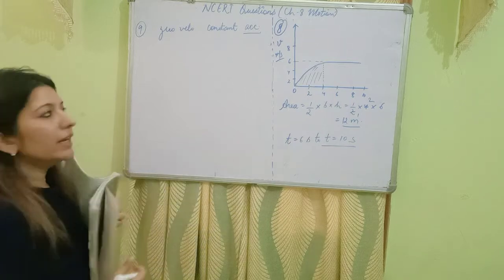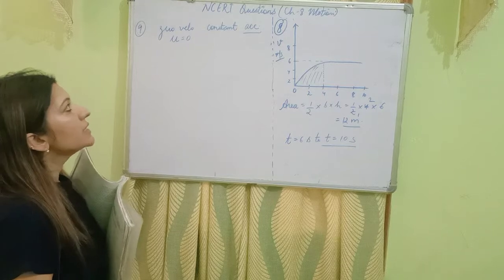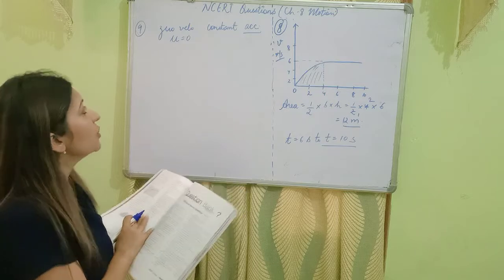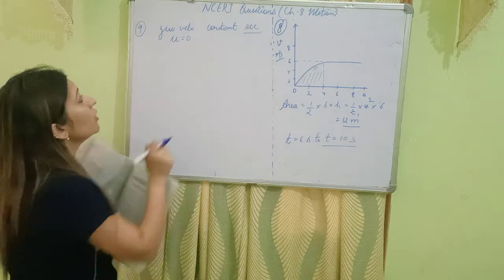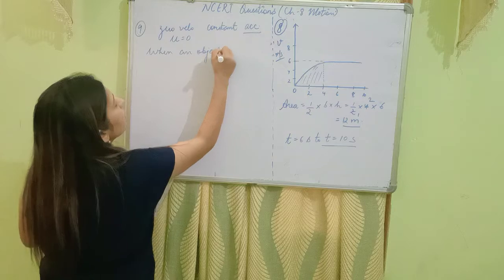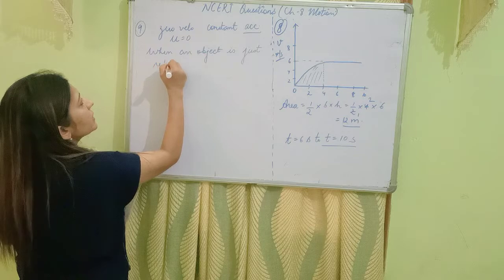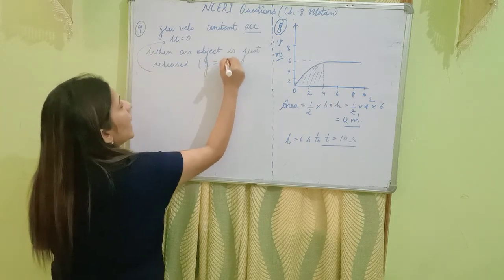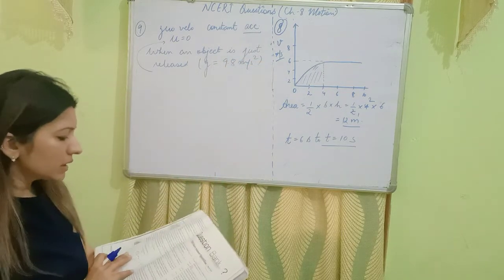When a body is just released, its initial velocity is 0, but it has some acceleration, that is acceleration due to gravity which acts on it. So this is an example of zero velocity and constant acceleration. When an object is just released, it has zero velocity but it has constant acceleration of 9.8 meters per second square.